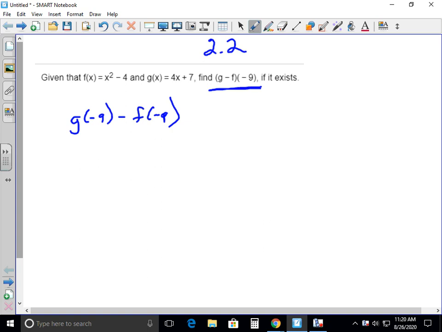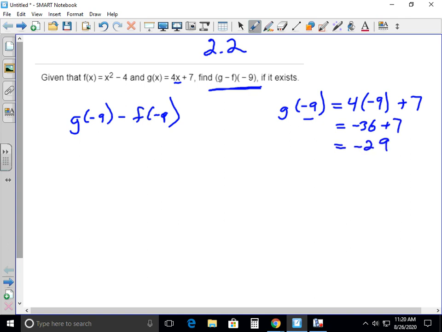So I'm just going to come over on the side and say, what is g of negative 9? Well, the function g is 4 times something plus 7, and what we're inputting in place of x in this case is negative 9. So 4 times negative 9 plus 7 is negative 29. So that's g of negative 9. Now we need f of negative 9.